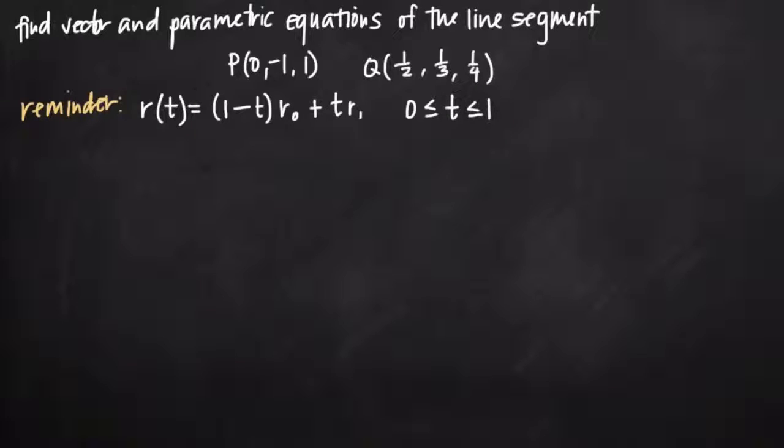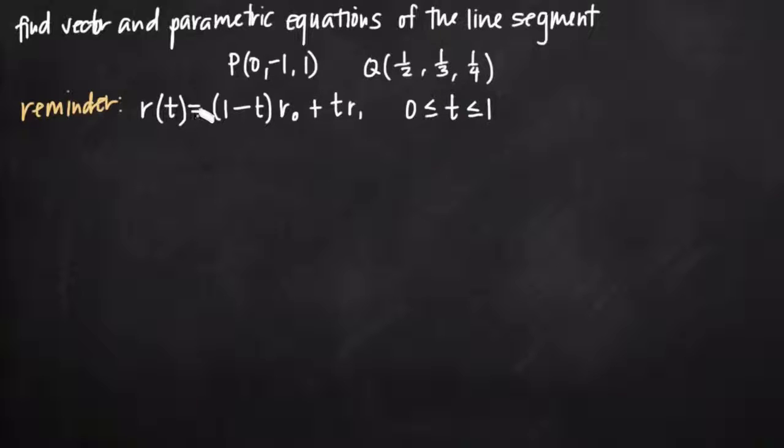Today we're going to be talking about how to find vector and parametric equations of the line segment. And in this particular problem, we've been given the line segment that connects two coordinate points. One of the points is (0, -1, 1), and we'll call that coordinate point P. The other coordinate point is (1/2, 1/3, 1/4), and we're going to call that Q.